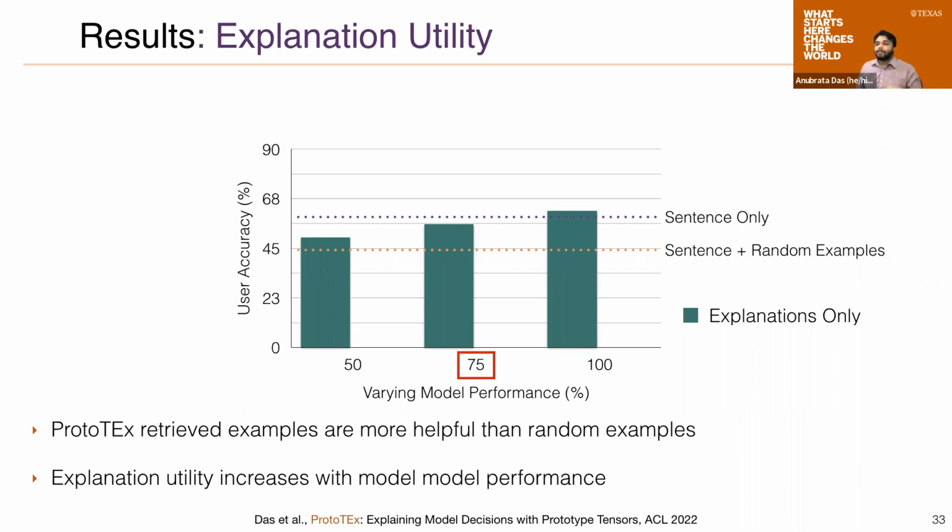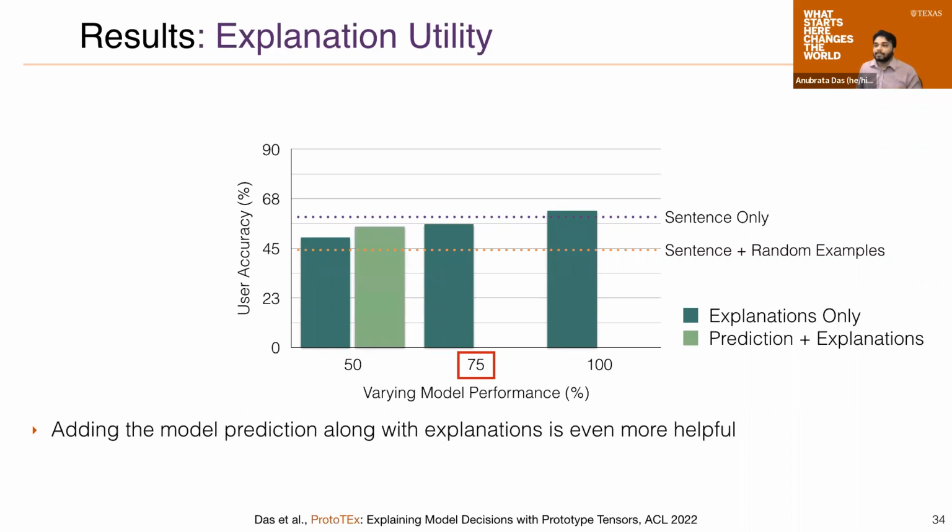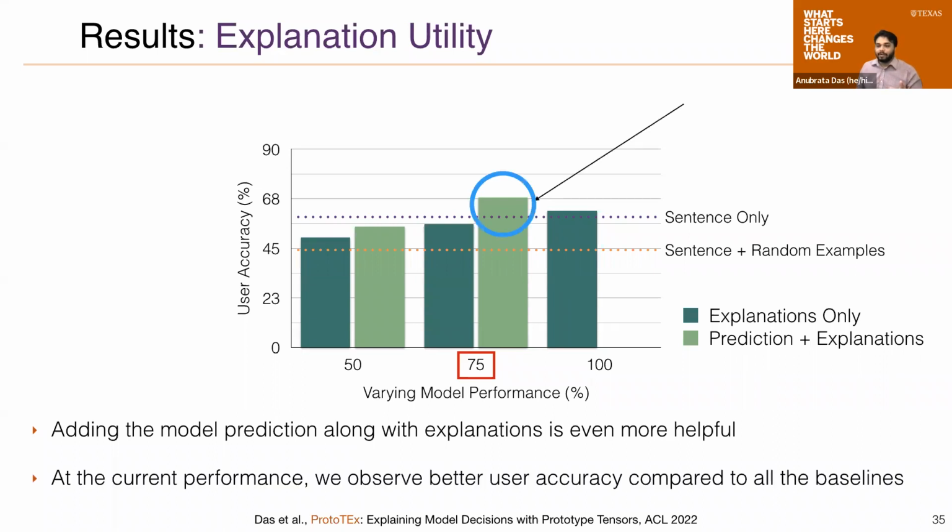Now, when we add back the model prediction for the users who see the model predictions along with the explanations, we see that this already shows an improvement even at 50% accuracy. And when we look at 75% accuracy, this is the first time we see that the explanations are more useful compared to both the baselines that we have shown here. So at this current performance, we observe better accuracy compared to all the other baselines.